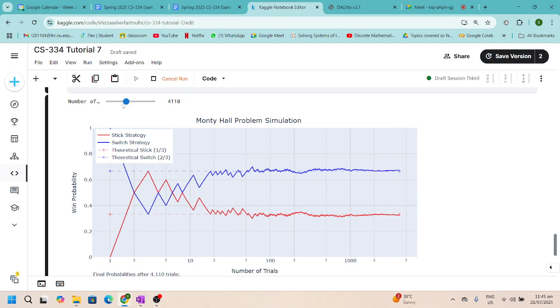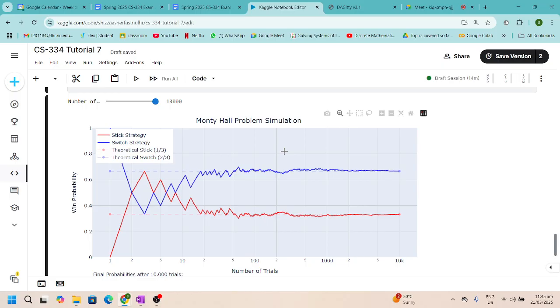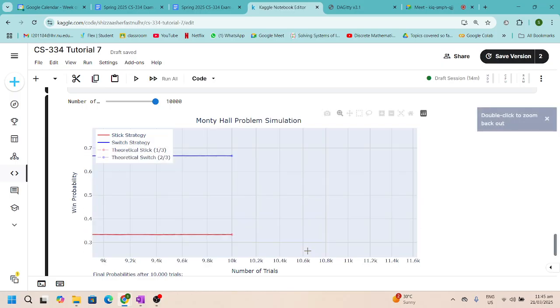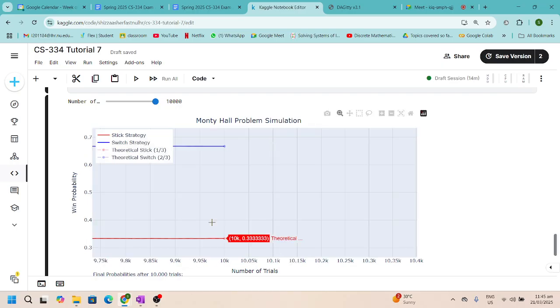Similarly, if I increase this size to 4,000, or if I increase this size all the way to 10,000, and now if I just zoom into this area, so you can actually see that 10K trials के बाद both have been almost exactly 2 by 3 and 1 by 3. And that is how the law of averages works. Are there any questions at this point?